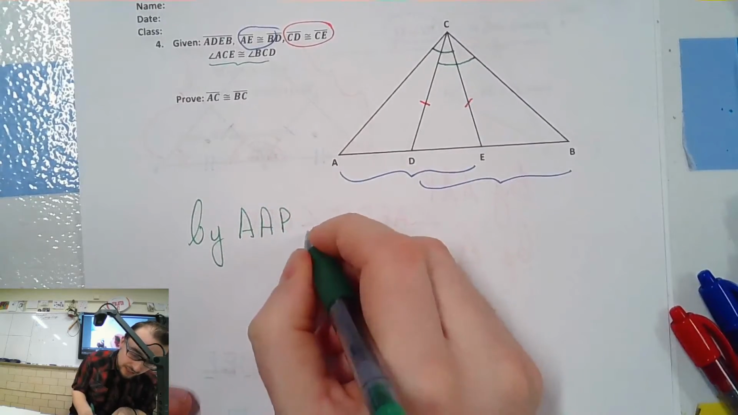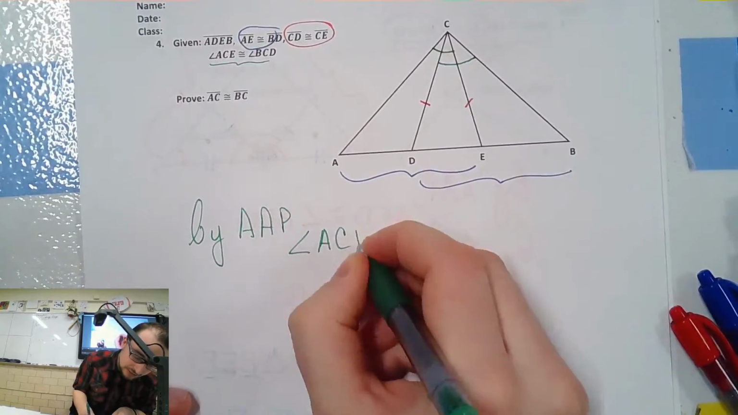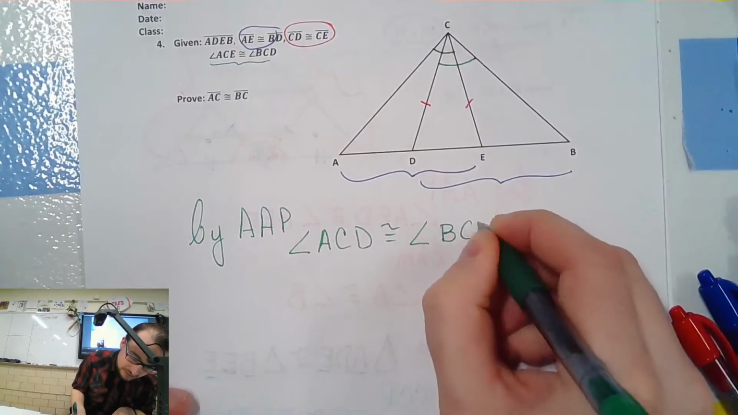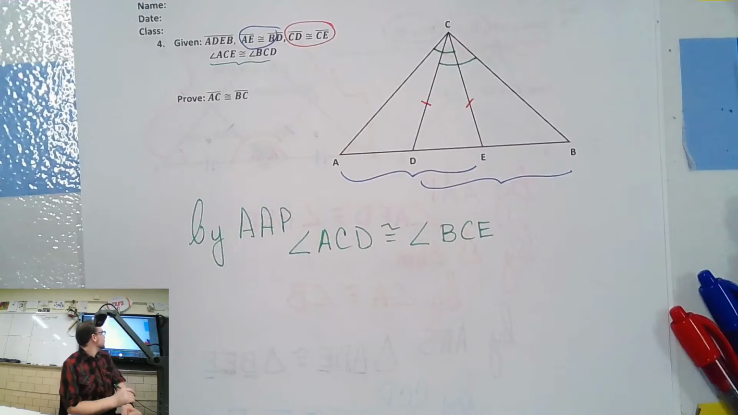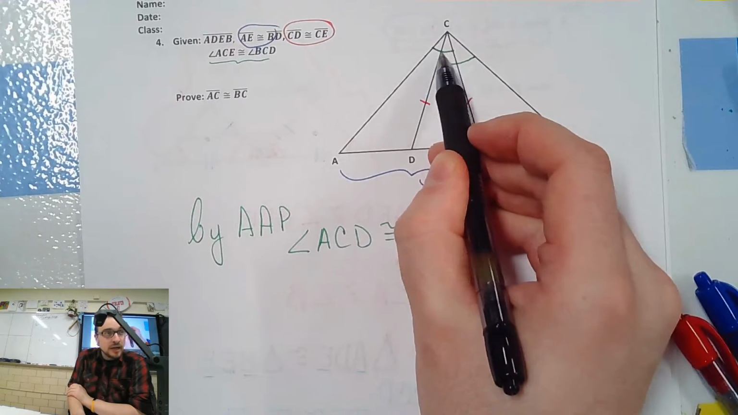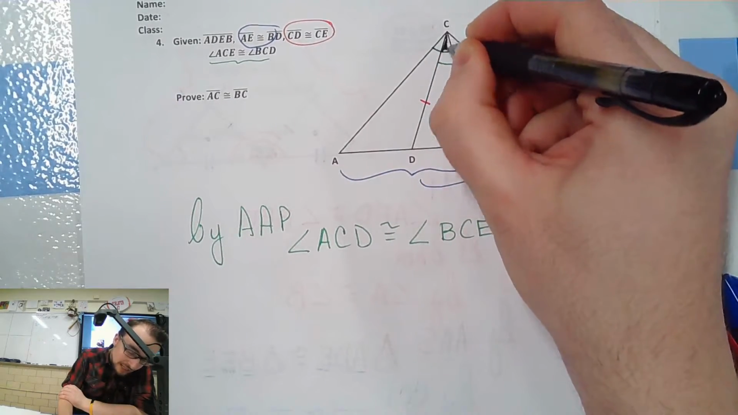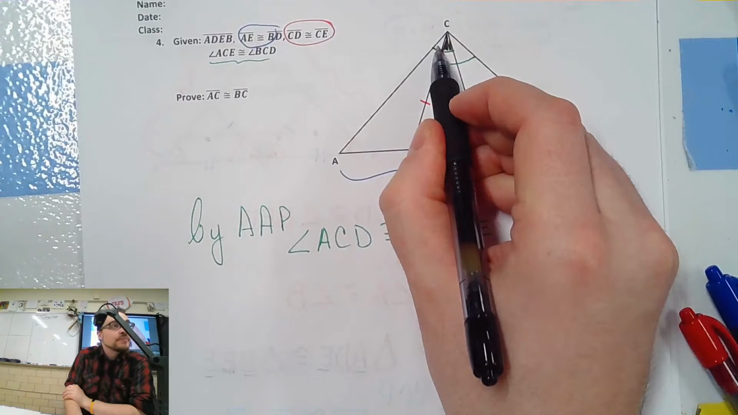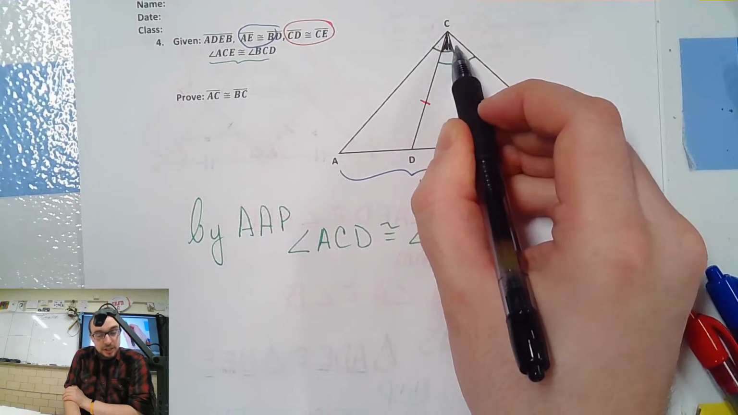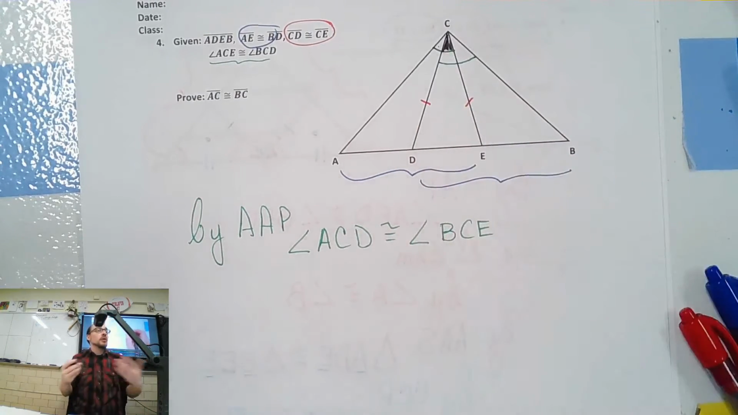By angle addition postulate, I know that angle ACD is congruent to angle BCE. Now, how do I know that? Here's the logic, guys. This green angle right here minus this black angle should get us the leftover, right? The green angle here minus the black angle should get us the leftover. So those leftovers are both equal to green minus black. If they're both equal to green minus black, then they're equal to each other.